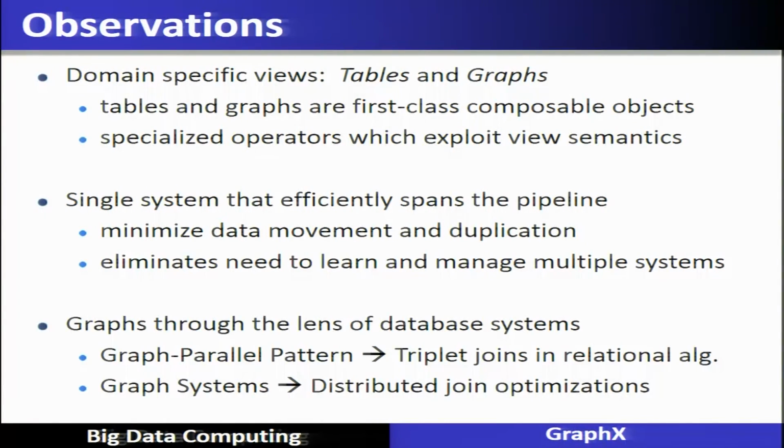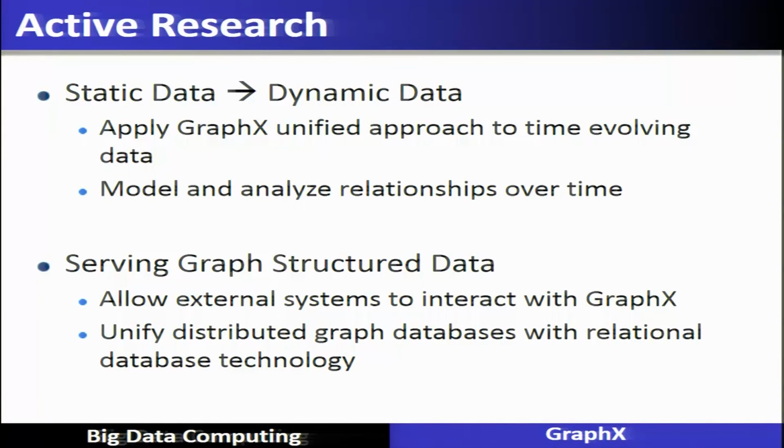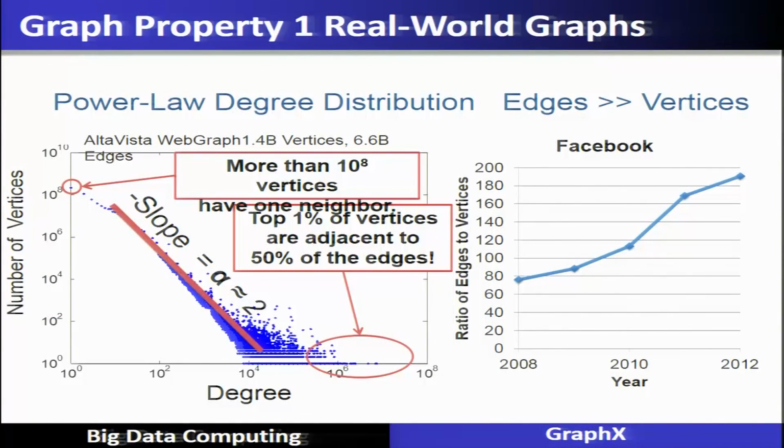Looking at graphs through the lens of database systems, we can also use different relational SQL queries on top of this particular graph, and various distributed join operations are also supported. This has become an active area of research: how from static data we can build dynamic data by applying the GraphX unified approach to a time-evolving data model and analyze the relationships over time. Serving graph-structured data now allows external systems to interact with the graph and unify the distributed graph database with relational database technologies.